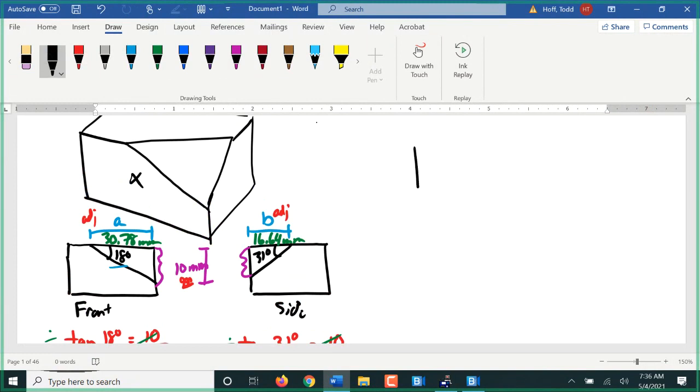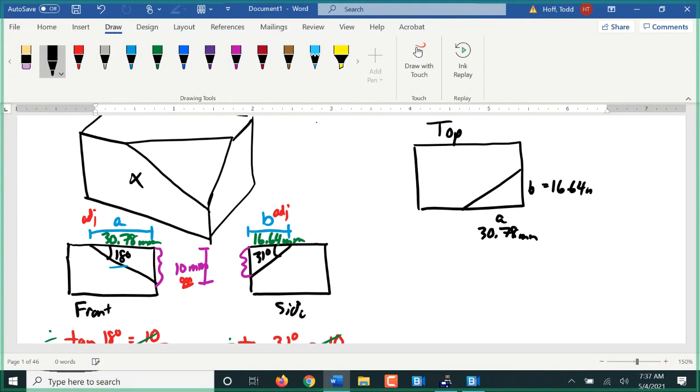Now that we have those dimensions, if you recall, our angle of rotation comes off of the top view. This dimension here is just B, and this dimension here is just A. This is 30.78 millimeters. This is 16.64 millimeters. And my angle of rotation is right here. That's R.